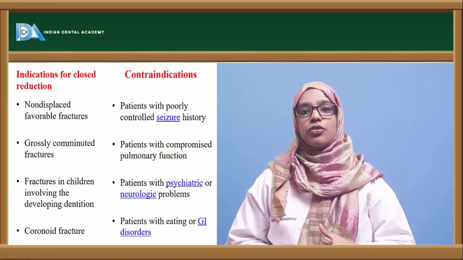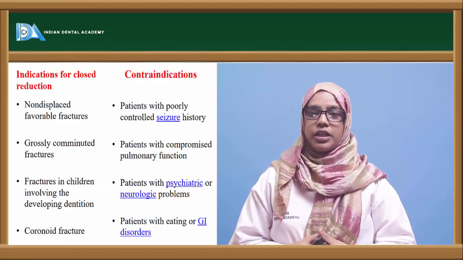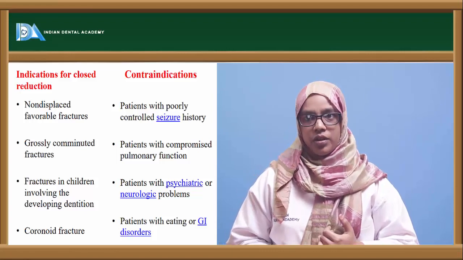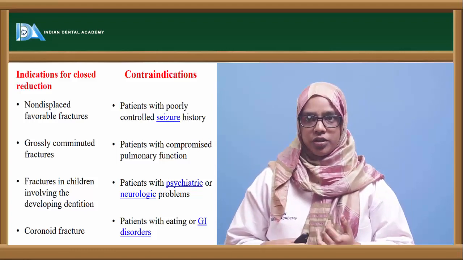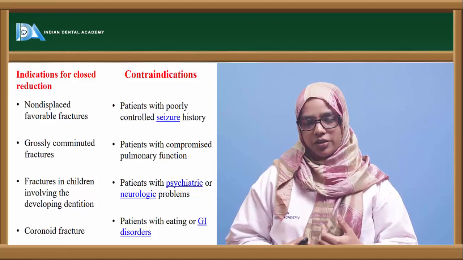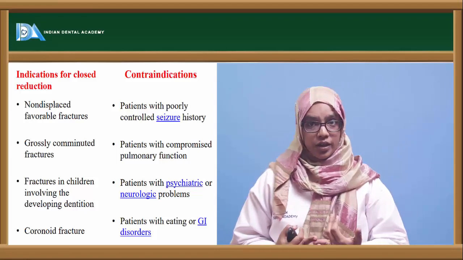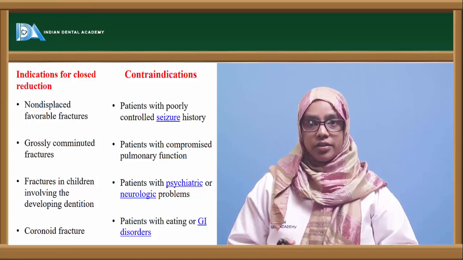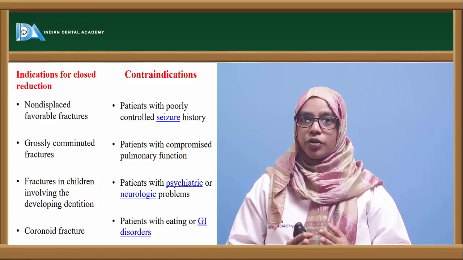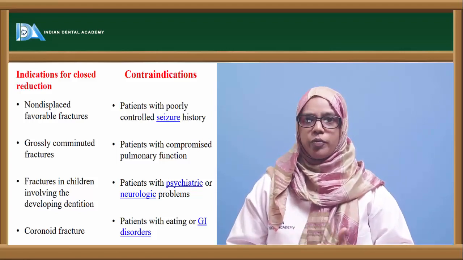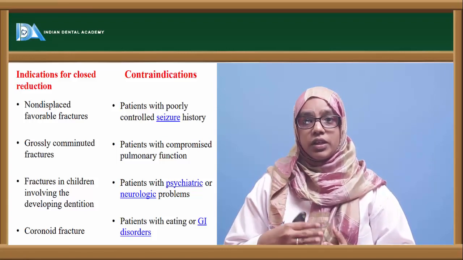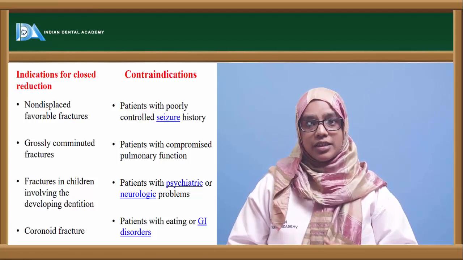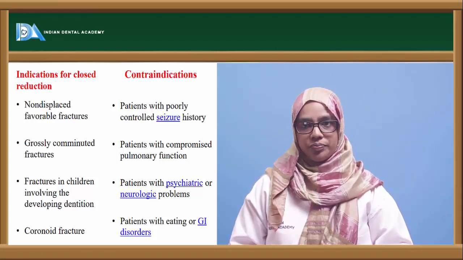Now, indications of close reduction. In case of non-displaced favorable fracture, you could offer close reduction. In grossly comminuted fracture. Now, why grossly comminuted fracture? Since in comminuted fracture, the bone is splintered. So when you open it, you will reflect the mucosa, you are stripping off the periosteum, you are depriving the area of the blood supply that it has. So to avoid that, in these cases, we do close reduction.